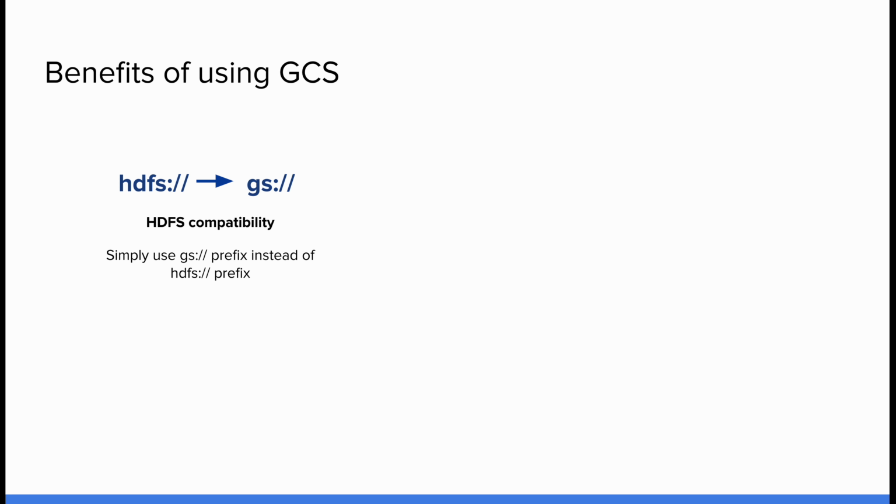Let's break down the benefits of using cloud storage in your migration strategy. First, HDFS compatibility. When moving data from Hadoop, you don't need to worry about complicated transfers. Cloud storage makes that simple because you can just use the GS prefix instead of the HDFS prefix. This streamlines access and makes it easy to continue your workflows.